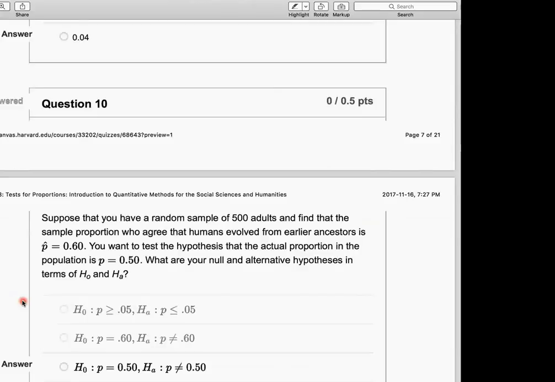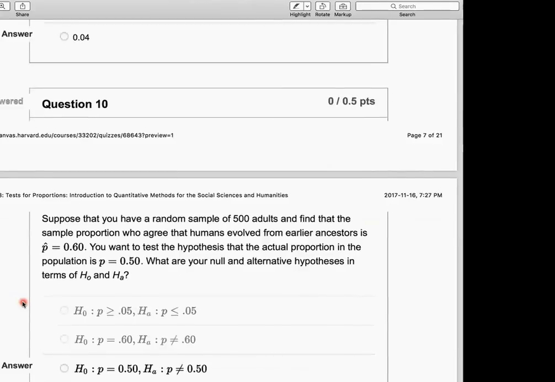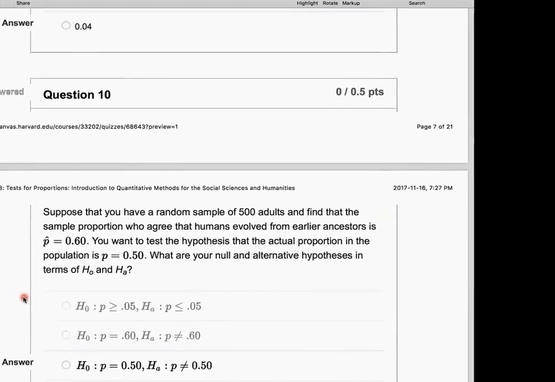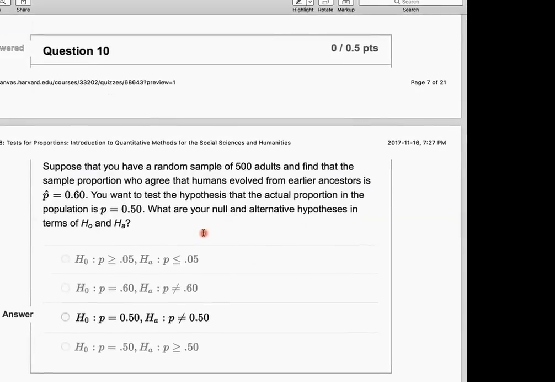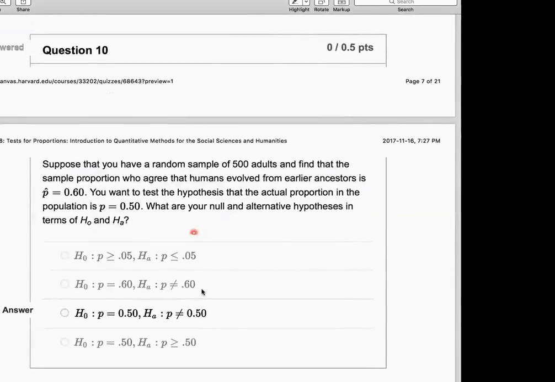Now, some of this might look a little confusing. Keep in mind, you just have to remember that when we talk about null and alternative hypotheses about the proportion, about the population proportion and the sample proportion, our null hypothesis is going to be P equal to our estimate, and P is not equal to that estimate for the alternative hypothesis.